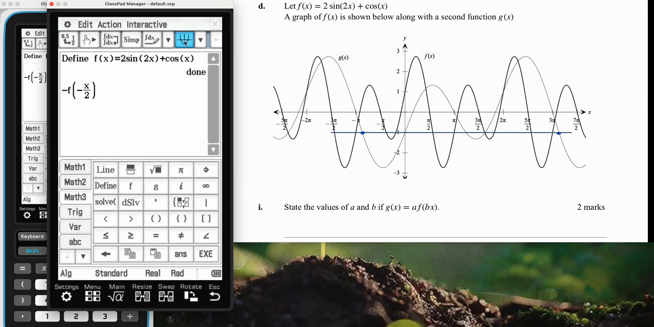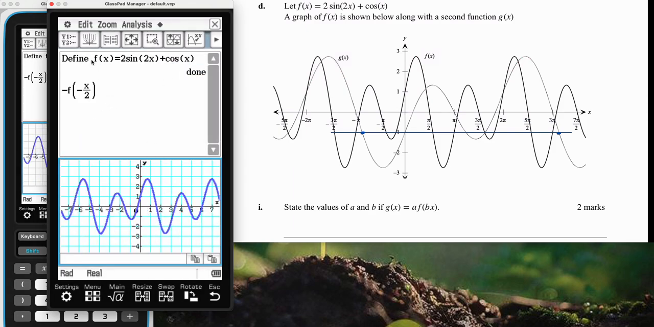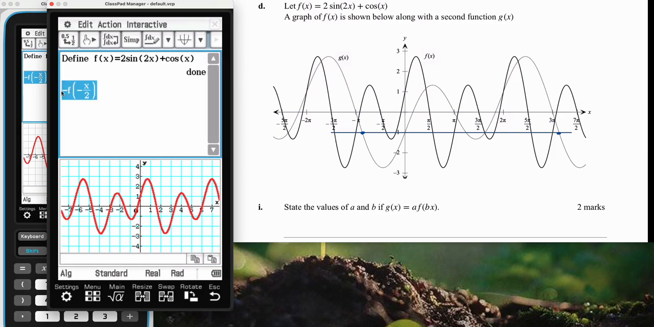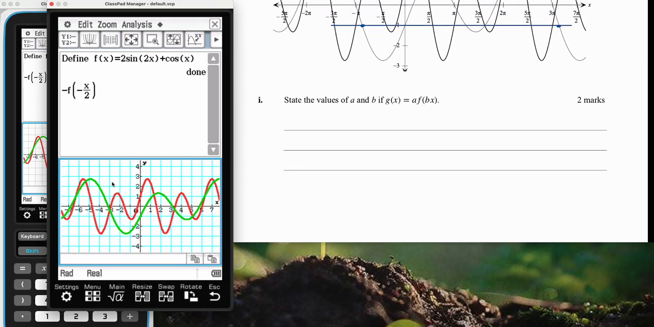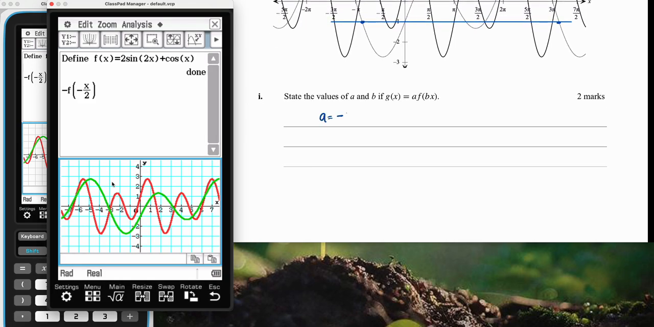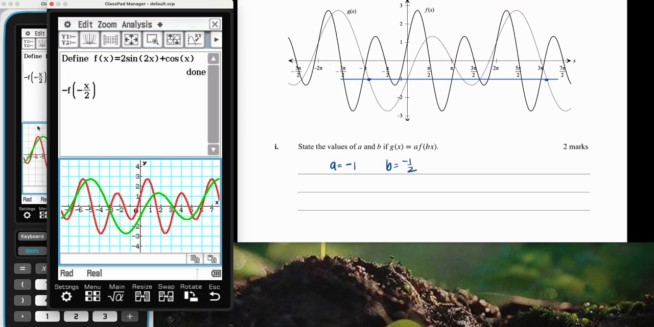What's the clue? Sketching graphs. There's f of x, and this is what I assume is correct. Does it match? It does. So my 2 marks will be A equals -1, B equals -1/2. Sometimes you might not get this right. You might have chosen that. Sketch it. Nah, that's not right.